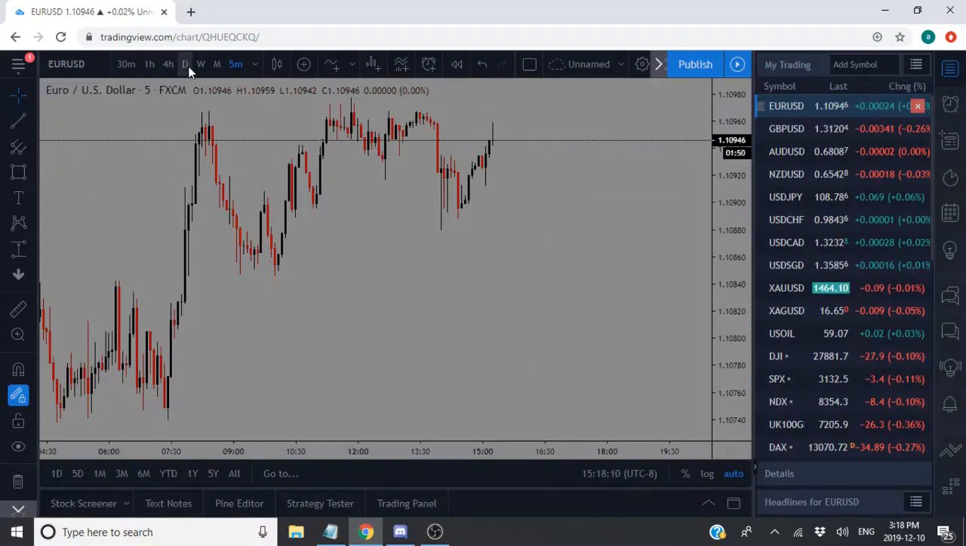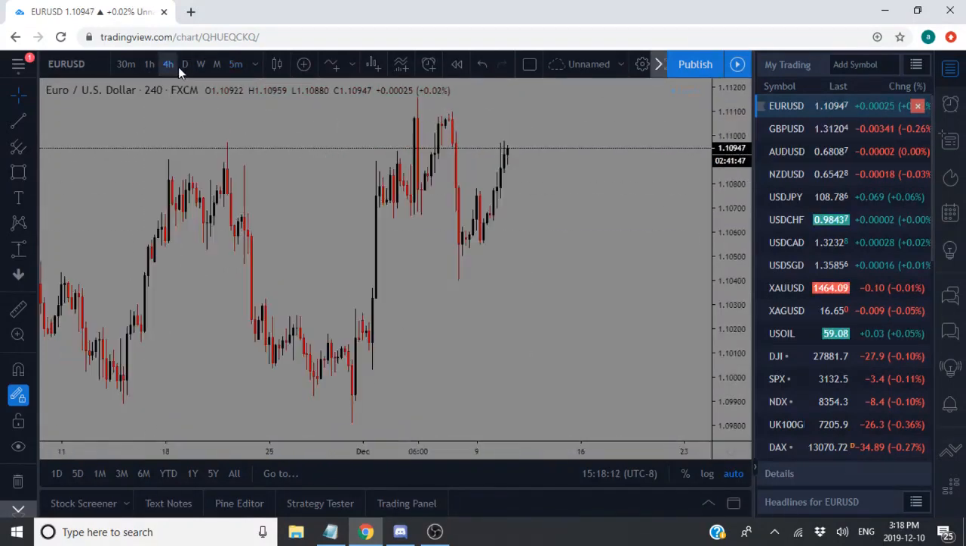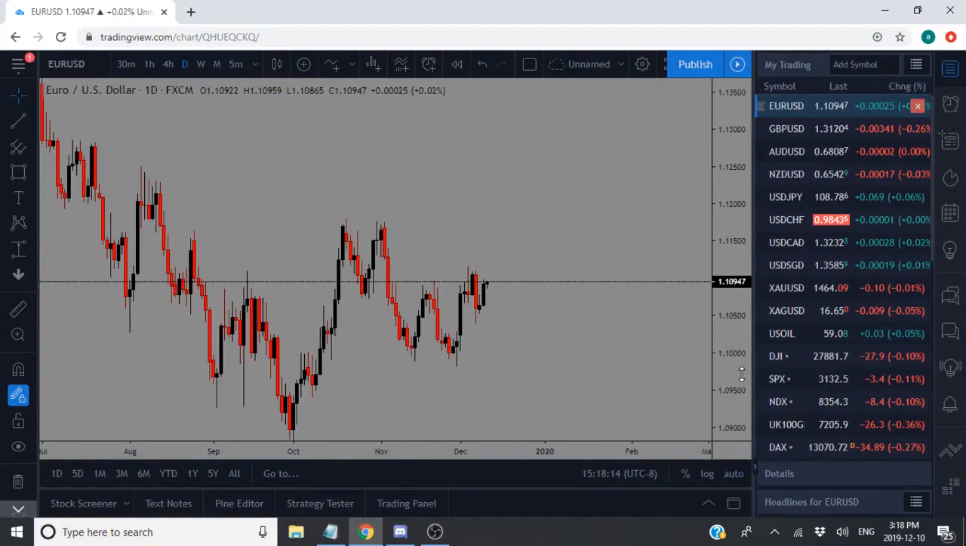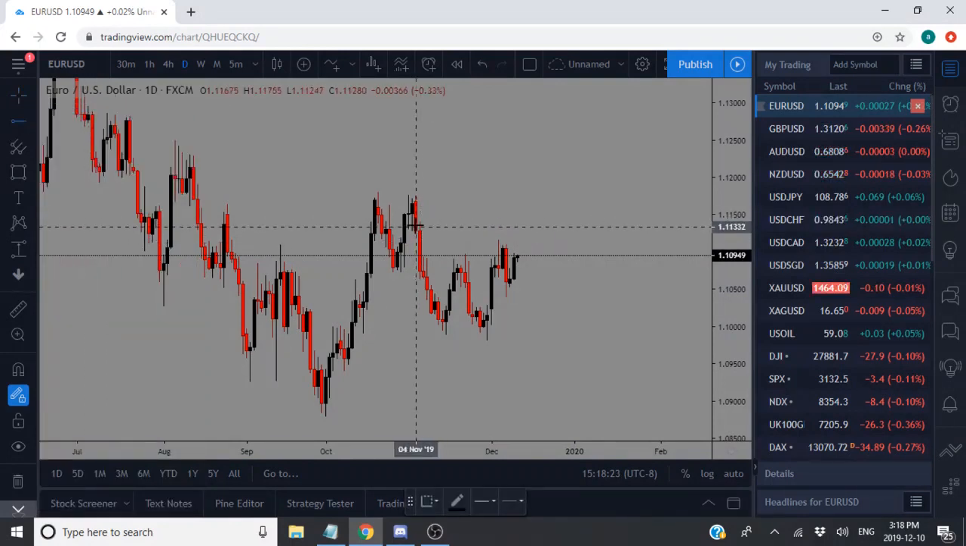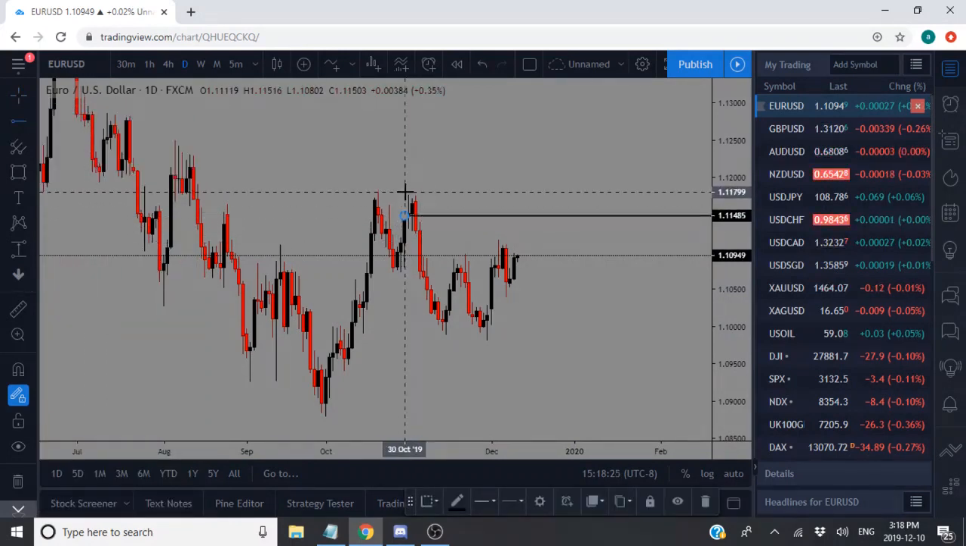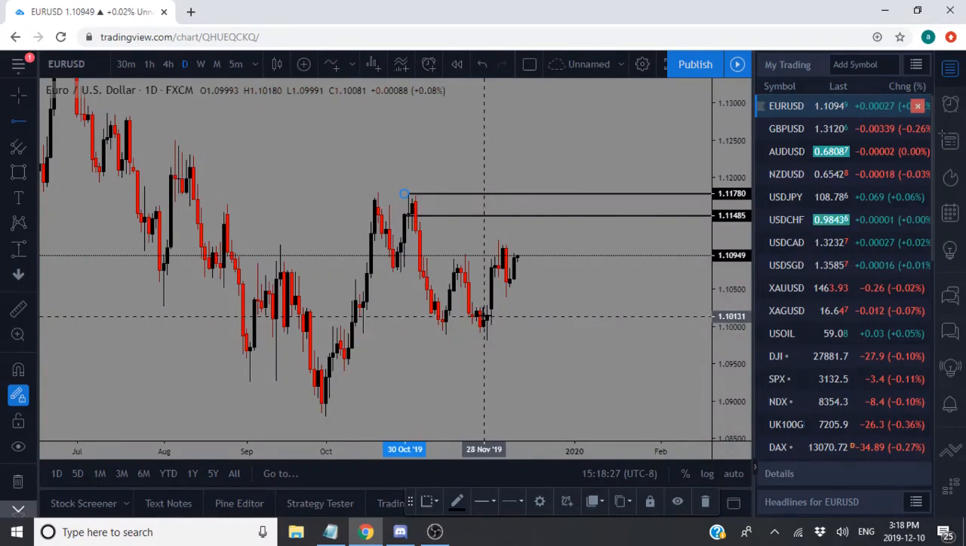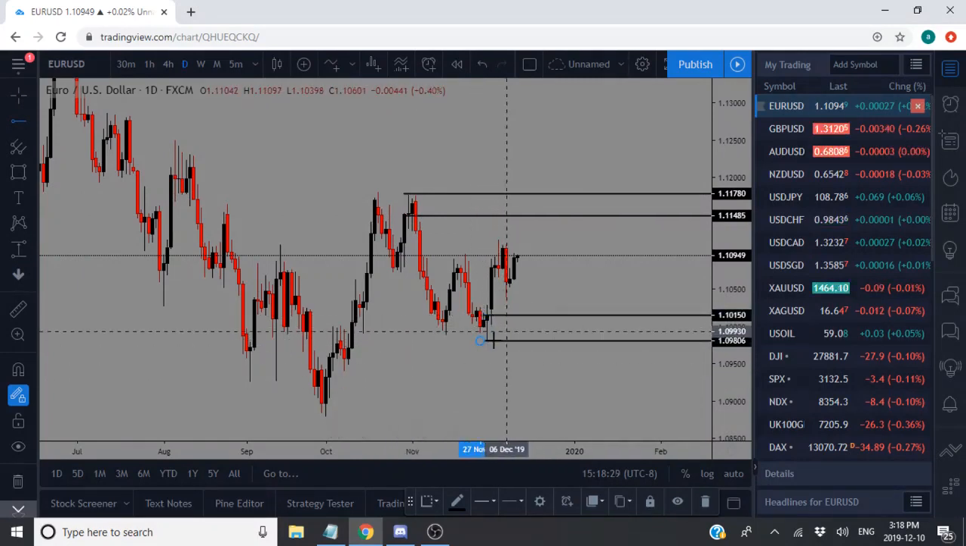Euro USD, we are on the 5-minute. We do not want to be on the 5-minute. Let's check out the daily. And where am I interested in doing business right now? We talked about it in the private group. I said this is right now where I want to be doing business. And as for demand, I'd be interested in looking for buys down here and sells up here.